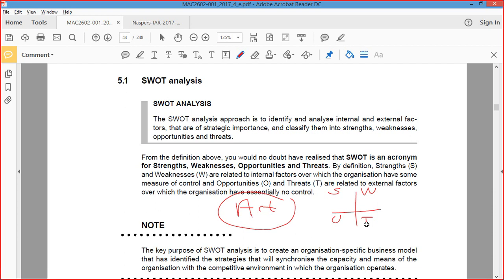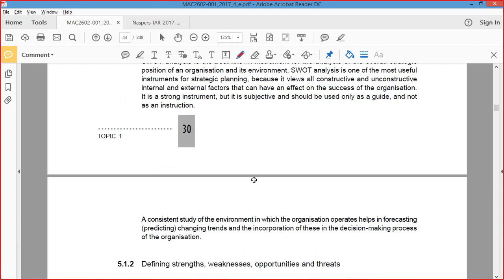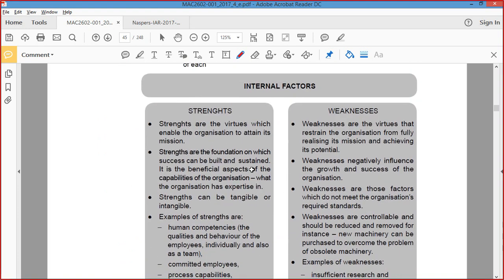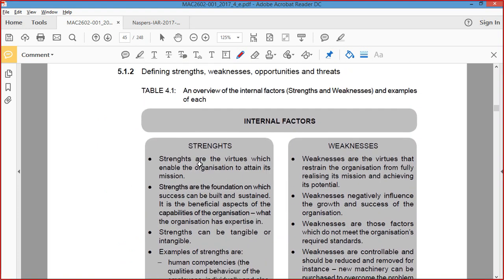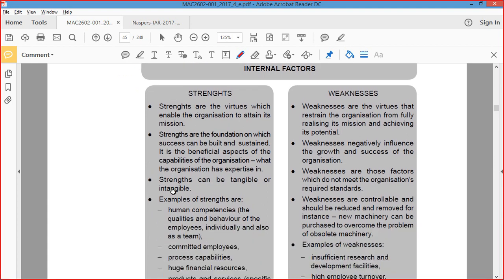What are some of the strengths? What are some of the weaknesses? What are some of the opportunities? What are some of the threats? They do give you an example in your textbook, which is fine, but again, it's relating to business and it's general. It's looking at things that aren't specific. So for example, here they talk about strengths. You'll see all of them are very general.